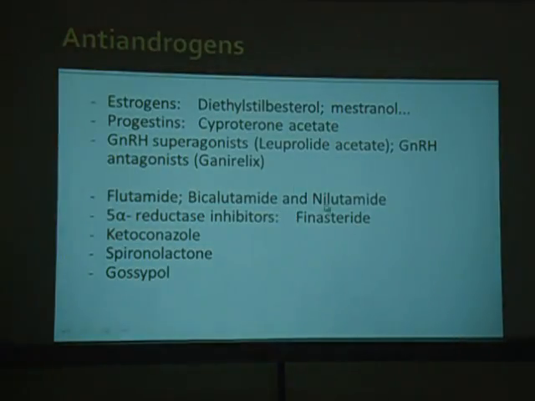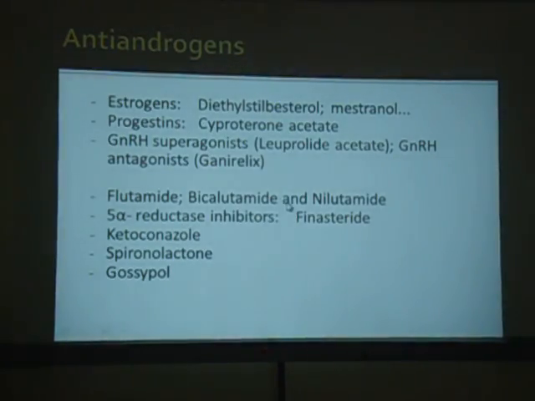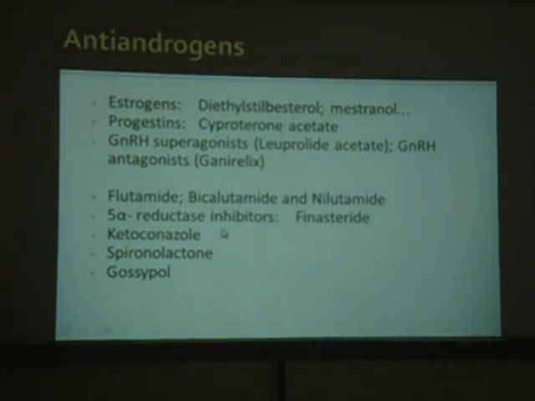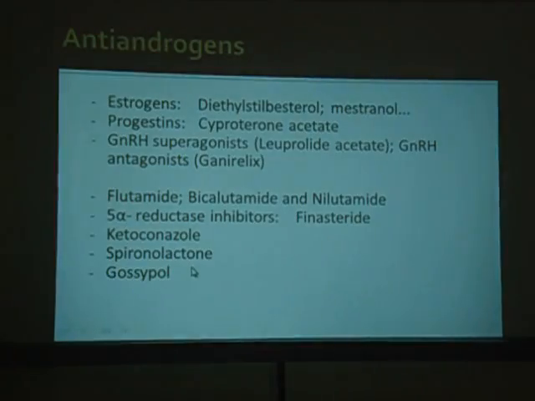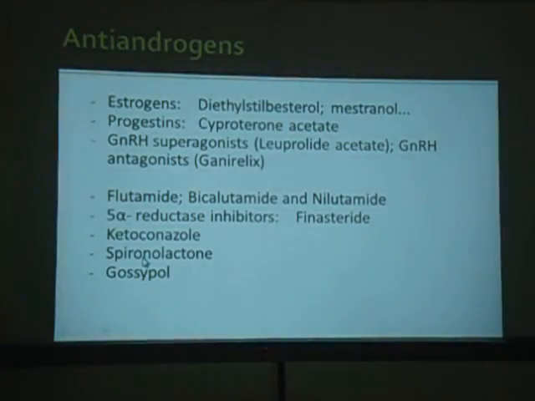Flutamide, we have bicalutamide, nilutamide, and 5-alpha reductase inhibitors. Where do we use them? BPH: finasteride. Then ketoconazole, spironolactone, and gossypol. What is this gossypol? It's a male contraceptive.